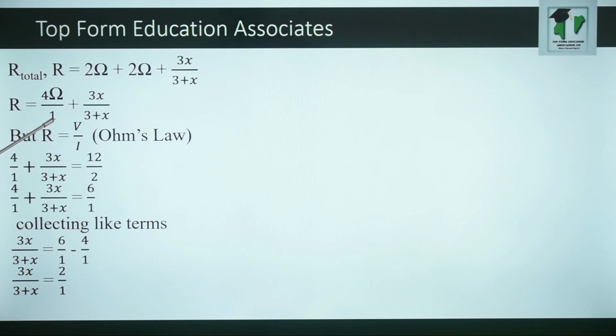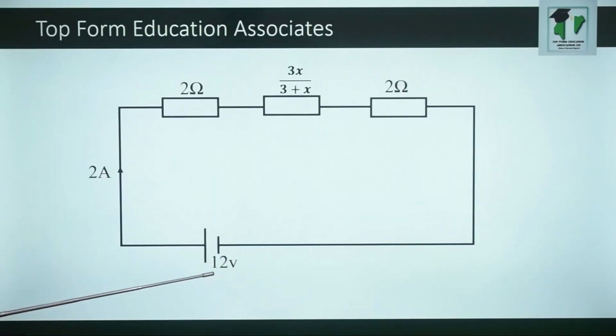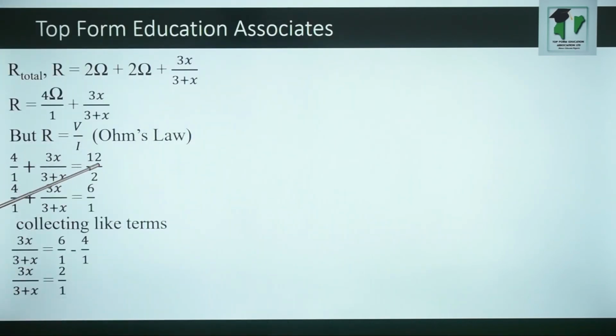So we have it here that 4 over 1, which is this one here, plus 3x over 3 plus x, that is this, is equal to the total voltage in the circuit, which is 12, over the total current. Then total current is what? 2. You can see it here, the voltage is 12 and total current is 2. So following this Ohm's law, we have 4 over 1 plus 3x over 3 plus x equal to 6 over 1, because 12 divided by 2 is 6. So we have 6 over 1.